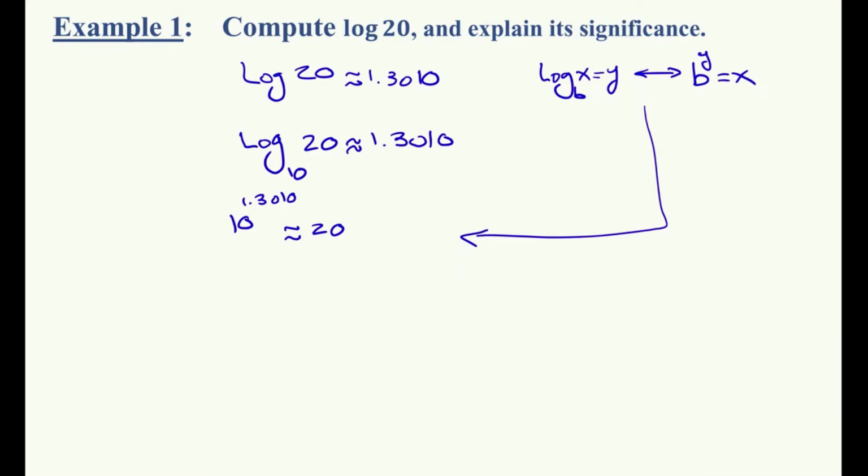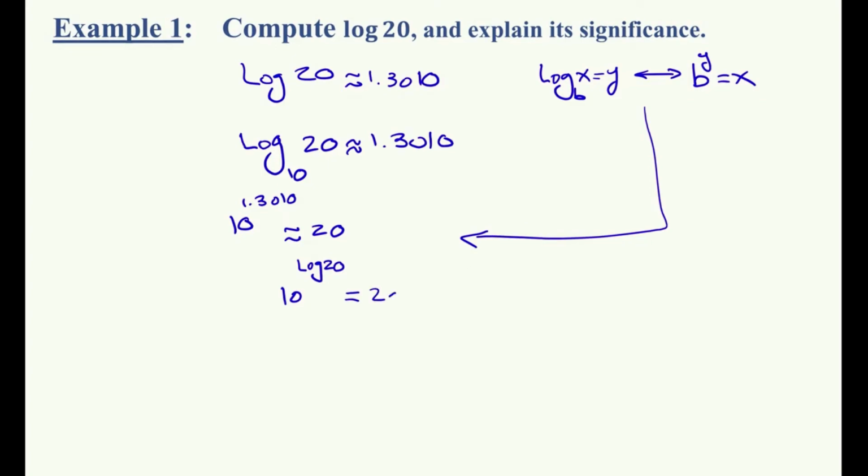So when we write 10 to the power of log of 20, we know log of 20 is precisely the power that you need to raise 10 to in order to get 20. So we have that exact statement. But if we're going to approximate, then we're going to use this double tilde notation.